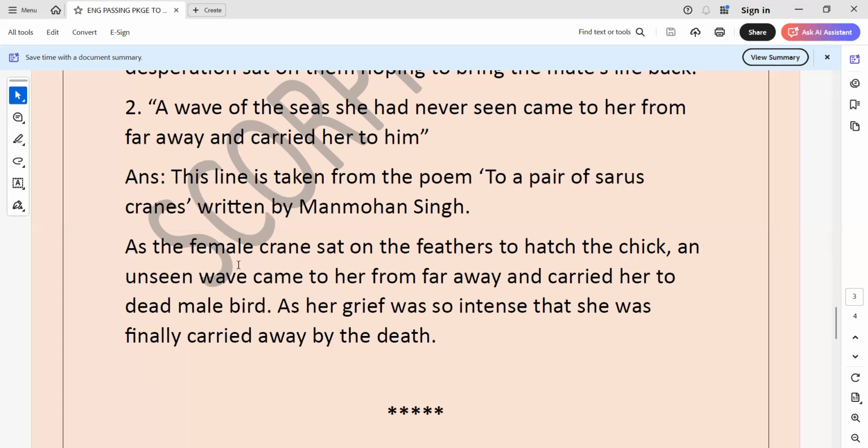As the female crane sat on the feathers to hatch the chick, an unseen wave came to her from far away and carried her to the dead male bird. Her grief was so intense that she was finally carried away by death. Okay, so this is the last question here.